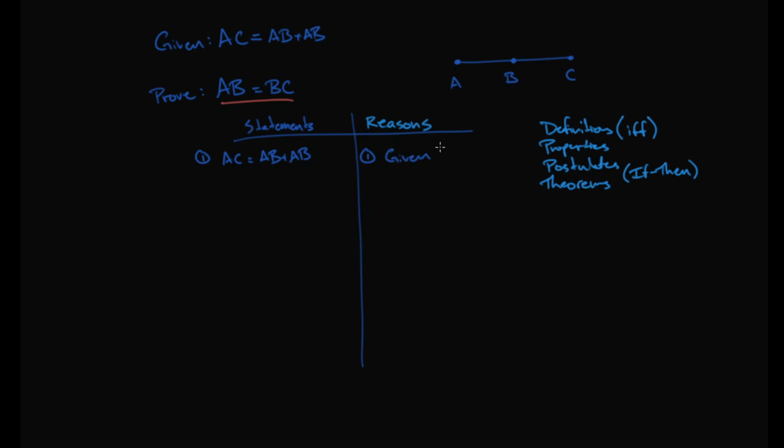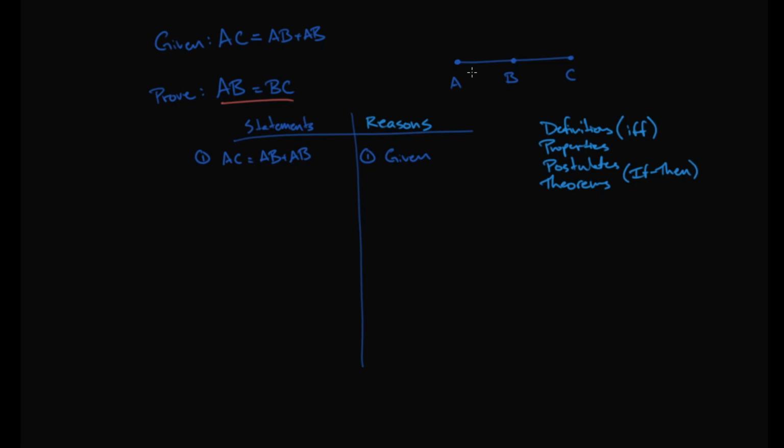So now I have to logically think. I haven't put any thought into it at this point. But now I can start to think about where I'm actually trying to go with my proof. Before I write anything down, I should really be thinking about where I'm going with this. So it tells me that AC, this entire length here, is equal to AB plus AB.